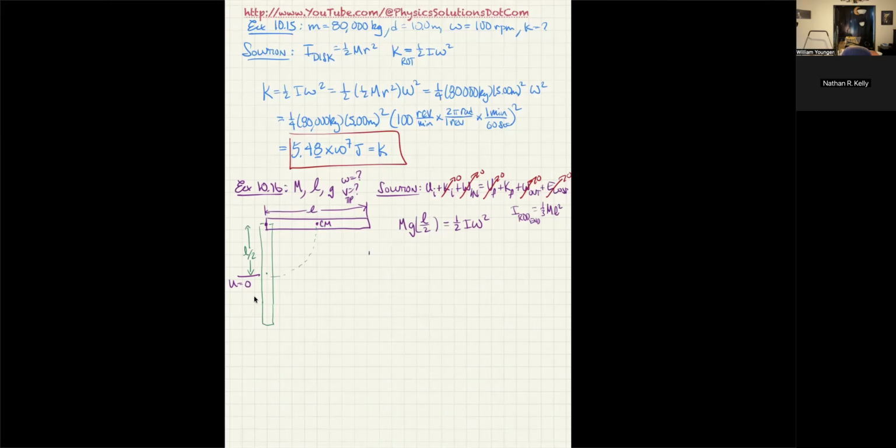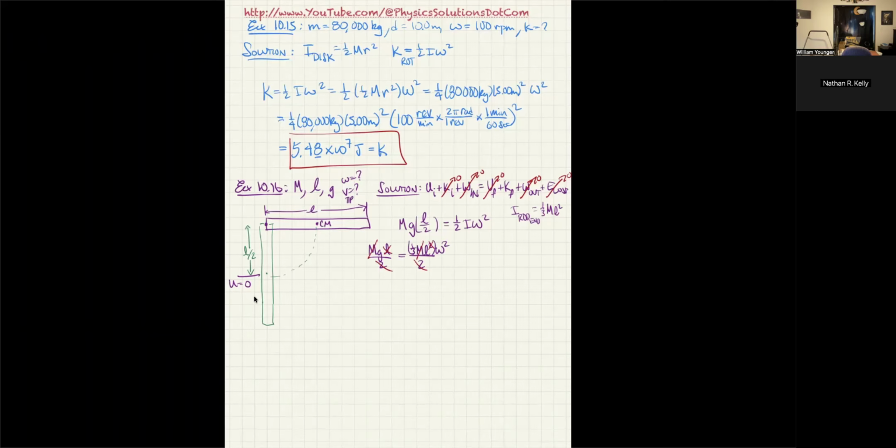I'm going to get mgL over 2 is equal to one half times 1/3 ml squared times omega squared. Now you can see that the m's drop out and the 2's drop out, and one of the exponents on the L is going to cancel out the L on this side.